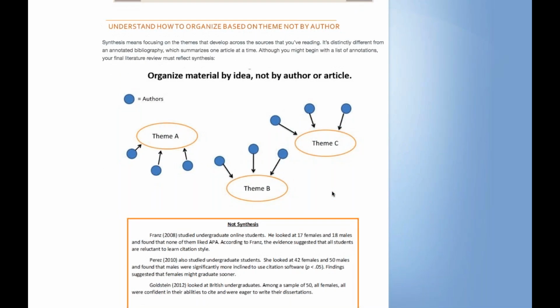Following, we're going to look at understanding how to organize based on theme, not by author. So as we discussed, in a singular paragraph, we should have multiple authors. This means we need to identify subtopics or themes that we can use in order to be sure that we are not summarizing each individual source by source throughout our paper.